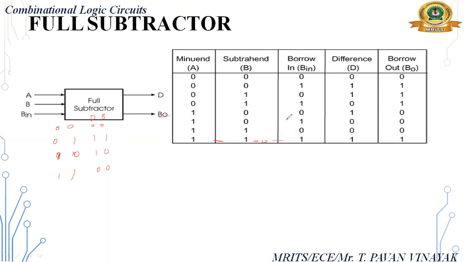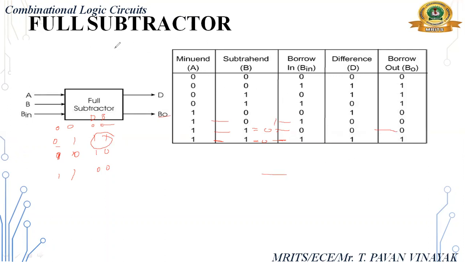Now here, what do you get? 0 minus 1 is what? Output 1, 1, so write 1, 1 here. Next, 1 minus 1, 0. 0 minus 0, 0, 0. Next, 1 minus 0, 1. 1 minus 1, 0, 0. Like that, you have to prepare the truth table.